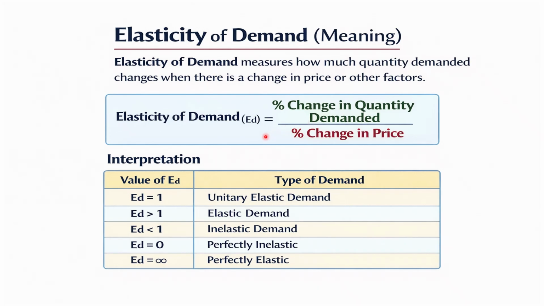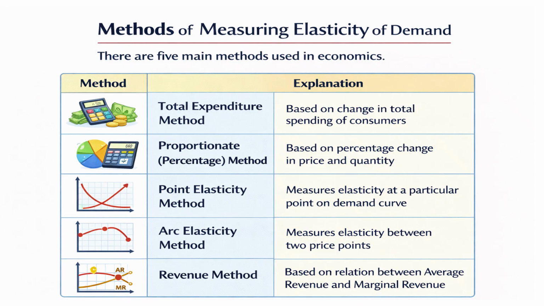And this is the formula of elasticity of demand: the percentage change in quantity demanded divided by the percentage change in price. We will also study the 5 degrees, or 5 types, of elasticity of demand: unitary elastic, elastic demand, inelastic demand, perfectly elastic and perfectly inelastic demand.